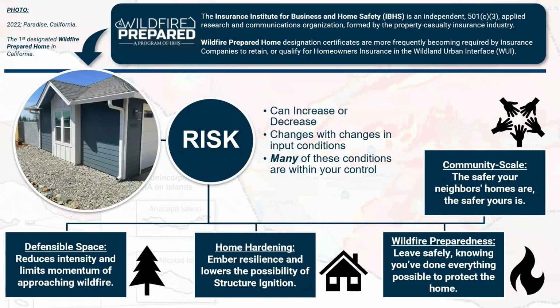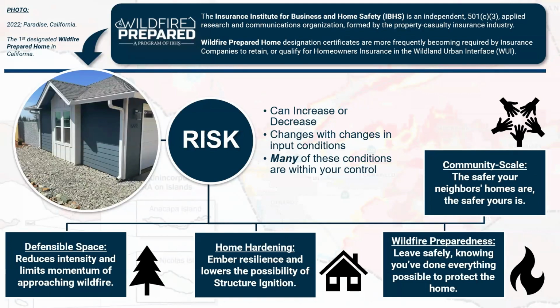Now, risk is a bit different. So risk can increase or decrease depending on the changes in the input conditions, but most of these conditions are within your control, right? So utilizing defensible space, home hardening, and wildfire preparedness, we can ensure that the structure we want to protect, our home, has a lower risk of being impacted by the hazard of wildfire. And then especially doing it at a community scale, like many of the people on the call here are doing with Firewise USA, is lowering the risk of the community overall.